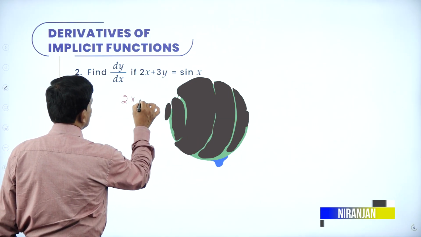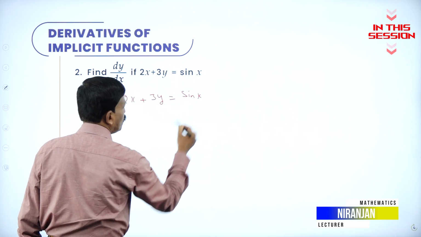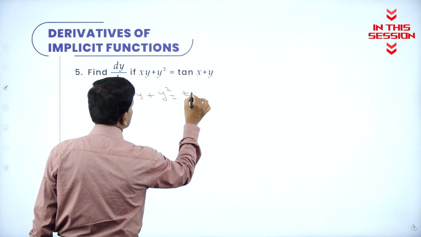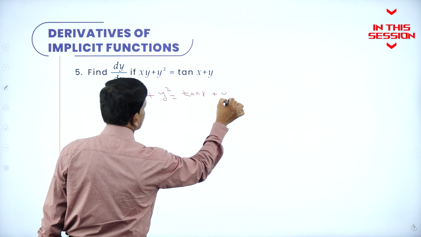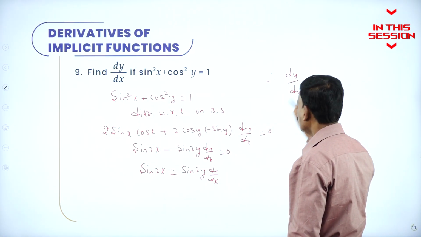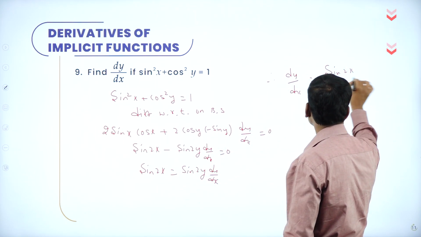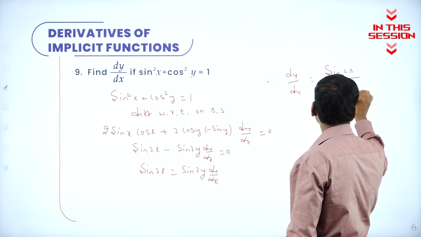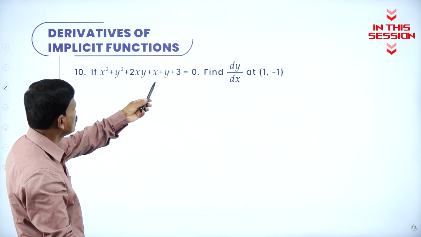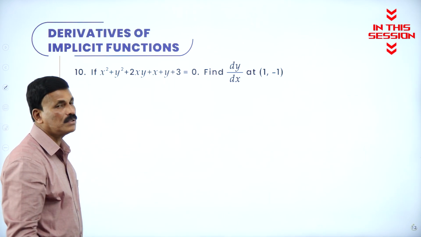Given equation is 2x plus 3y is equal to sine of x. x into y plus y square is equal to tan x plus y. Therefore, dy by dx is equal to, bring this to the denominator, sine 2x divided by sine 2y. x square plus y square plus 2xy plus x plus y plus 3 is equal to 0. Find dy by dx at 1 comma minus 1.